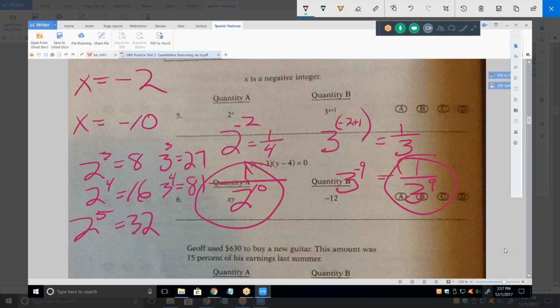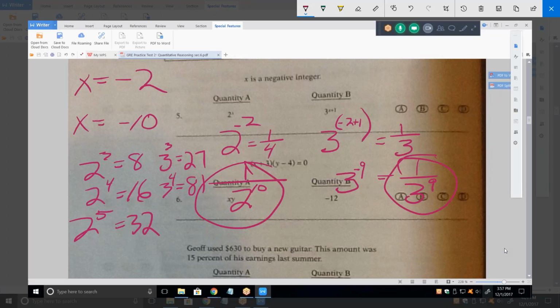2 to the 10th is 1,048,576. Could you have gotten that without the calculator you're going to use? No. So don't do that. That's not going to help using your calculator. It'll help solve this problem, but that's not the point here. The point is, how would you solve this problem when you're taking the test?